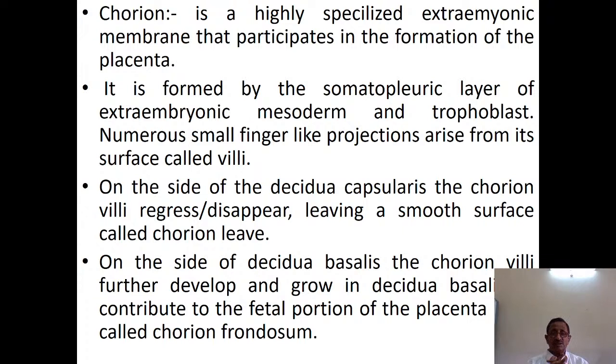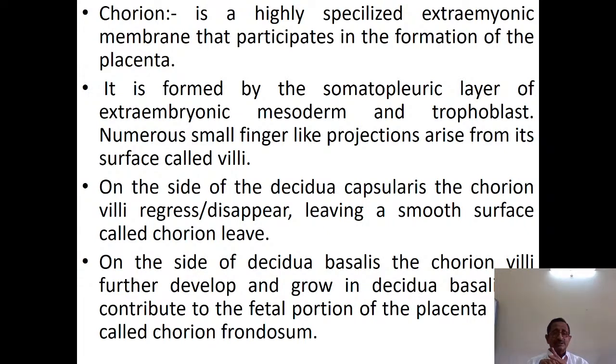This syncytial trophoblast is piercing the decidua of the uterus as finger-like projections, which we are calling villi. On the side of the decidua capsularis, the chorionic villi regress and disappear, leaving a smooth surface called chorion laeve.